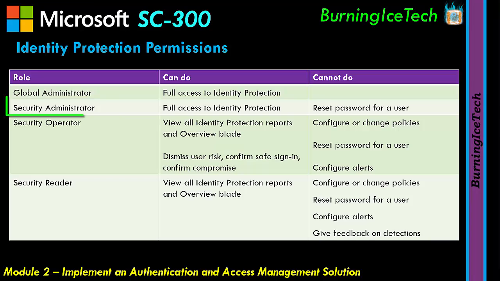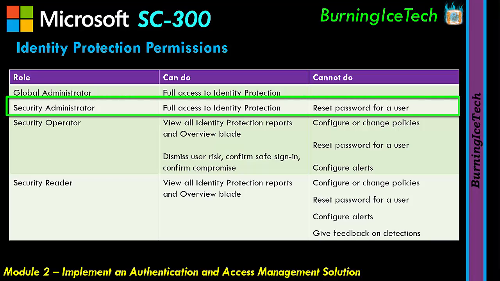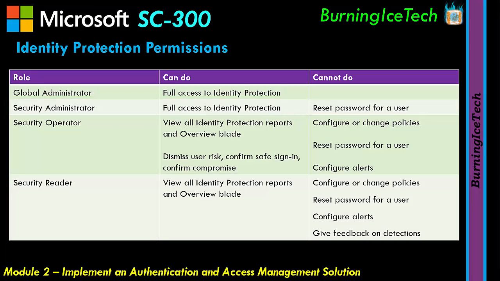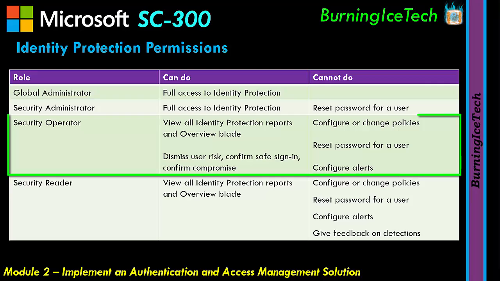privilege. So if you look at the security administrator, they've got full access to identity protection, and what they cannot do is reset passwords for a user. That will be a user management administrator, which is not actually on this list. You've got security operator. So what they can do is they can view all identity protection reports and overview blade. They can dismiss user risk, confirm safe sign-in, and confirm compromise. But what they cannot do is configure or change policies. They cannot change someone's password, and they cannot configure alerts.